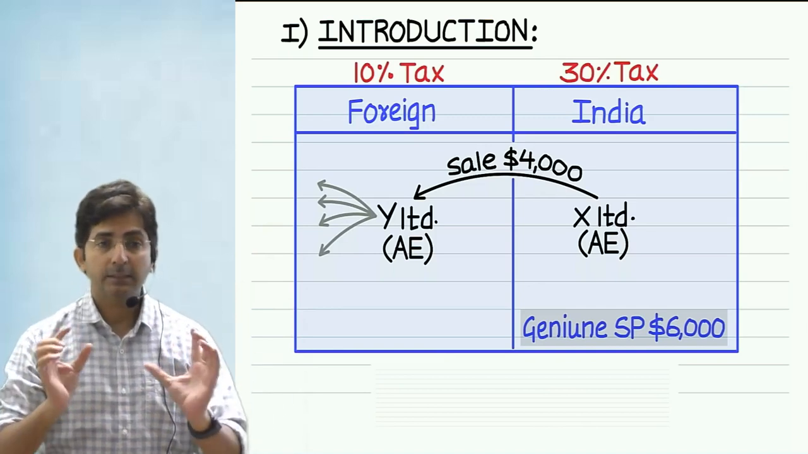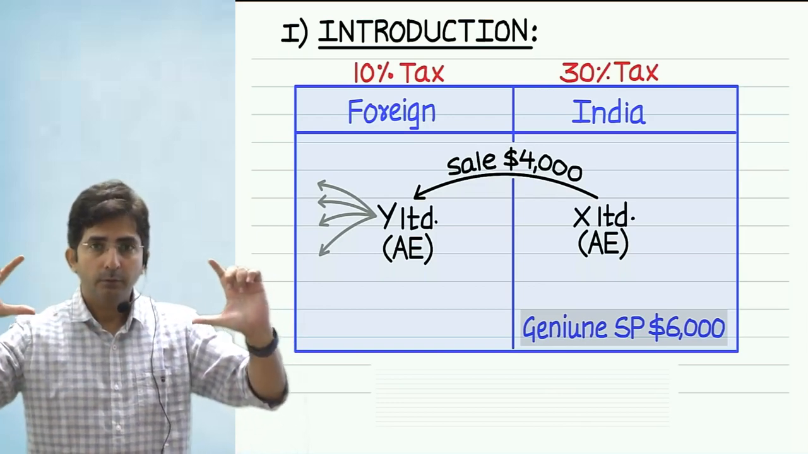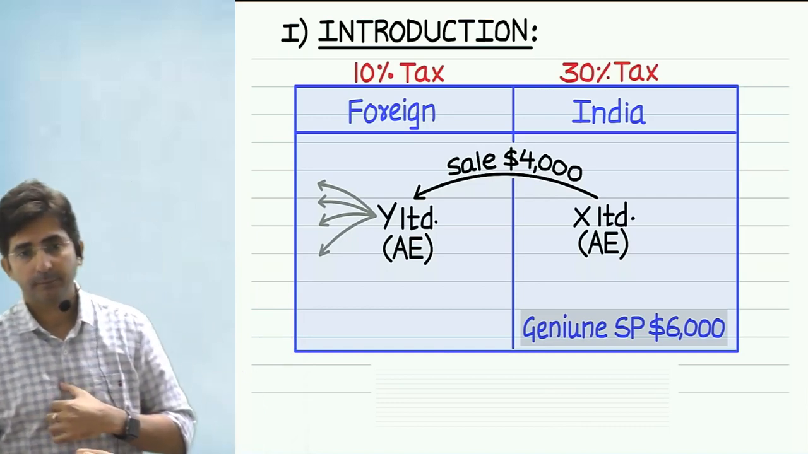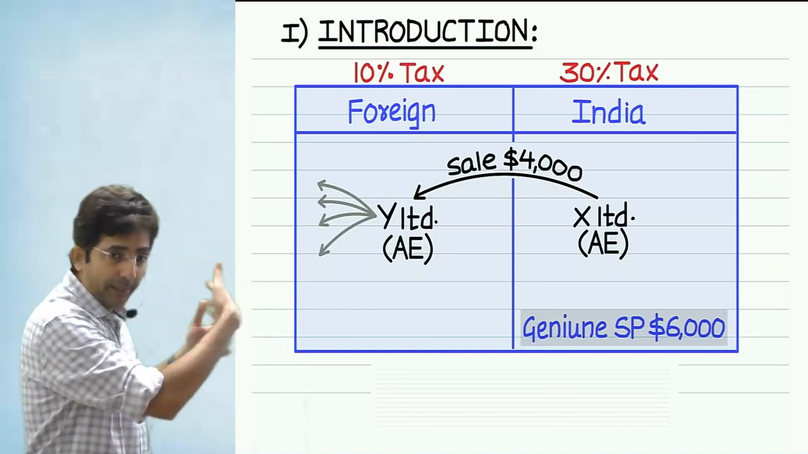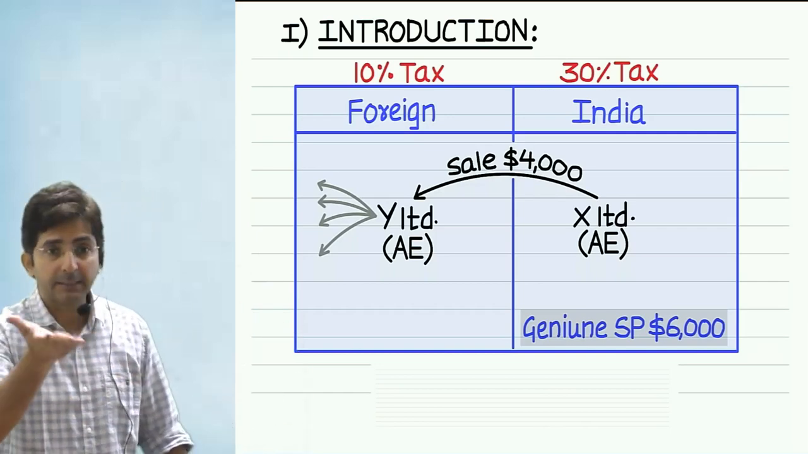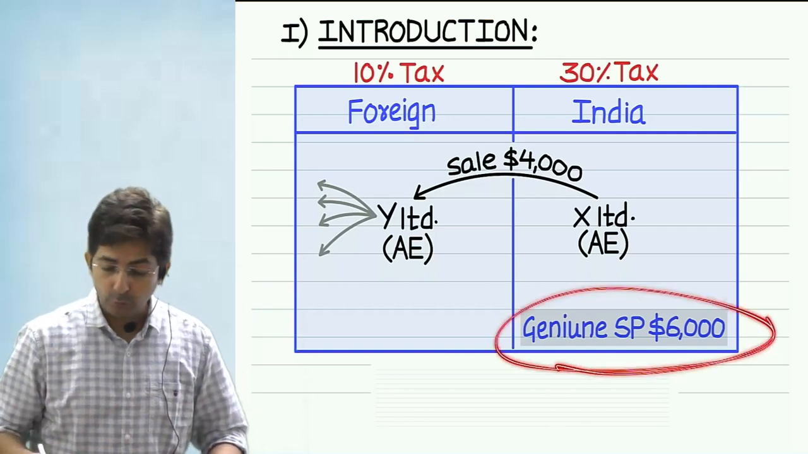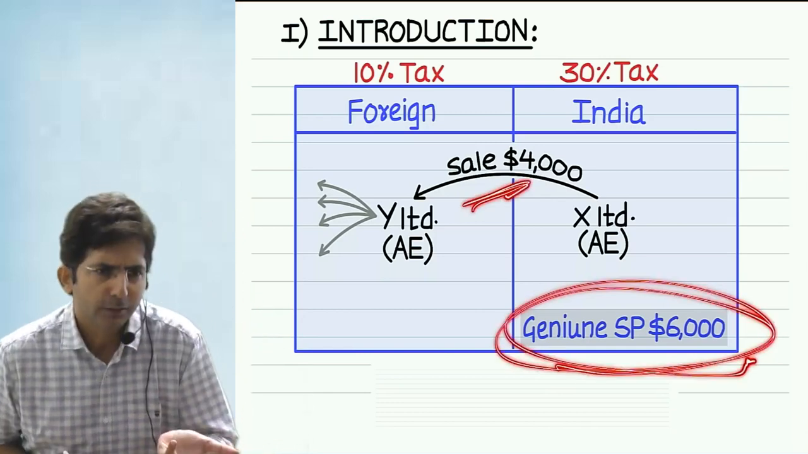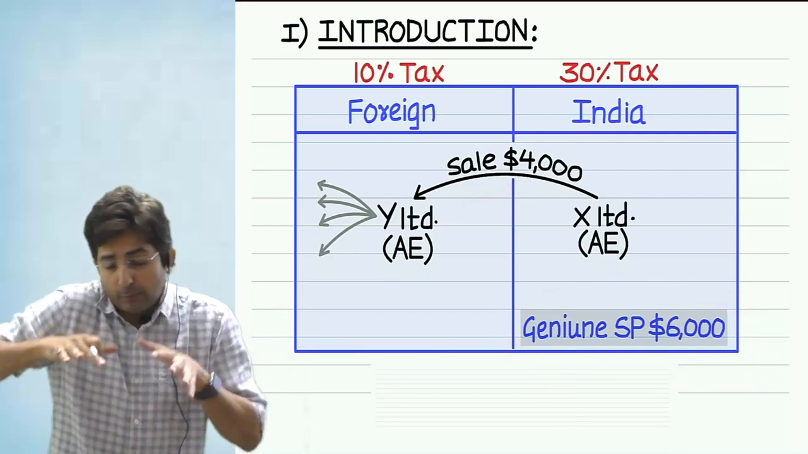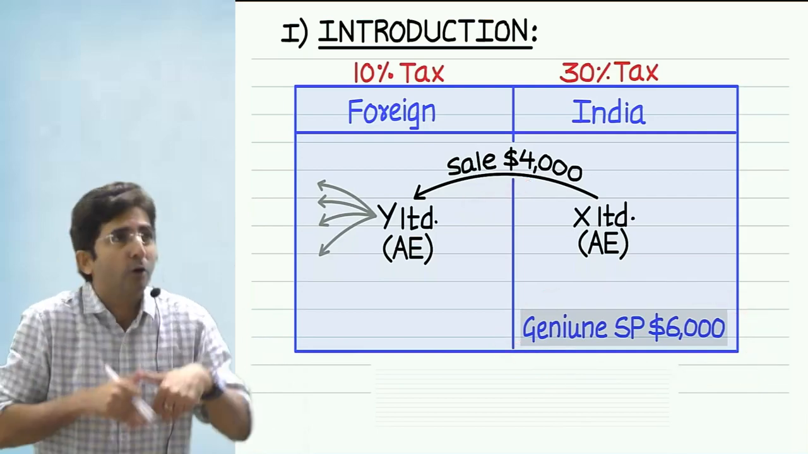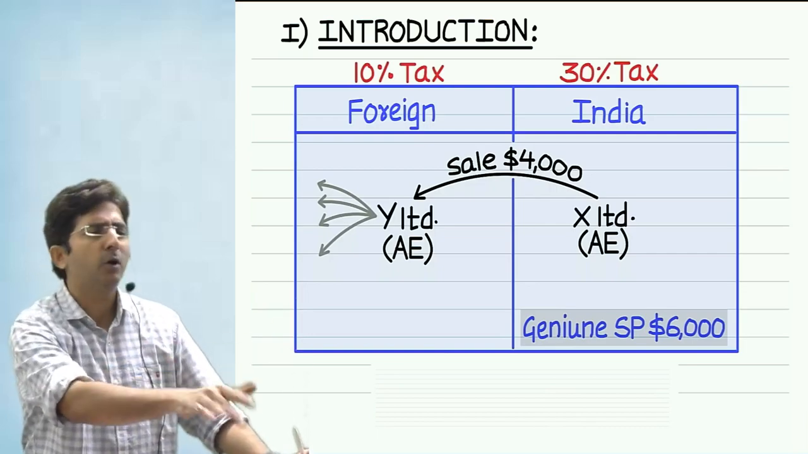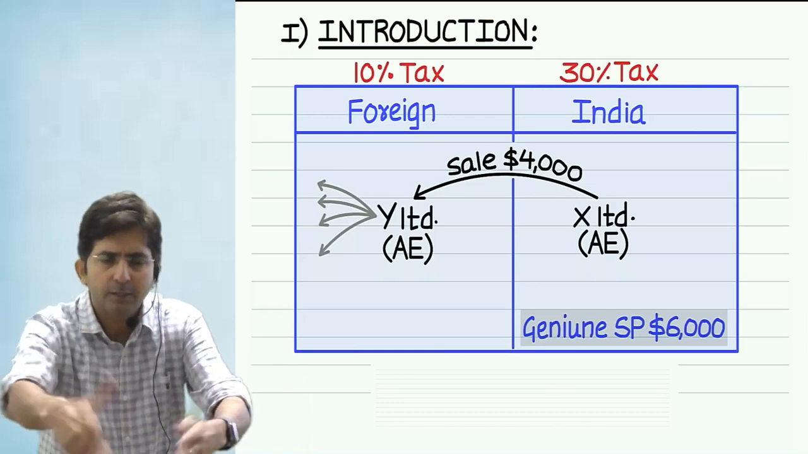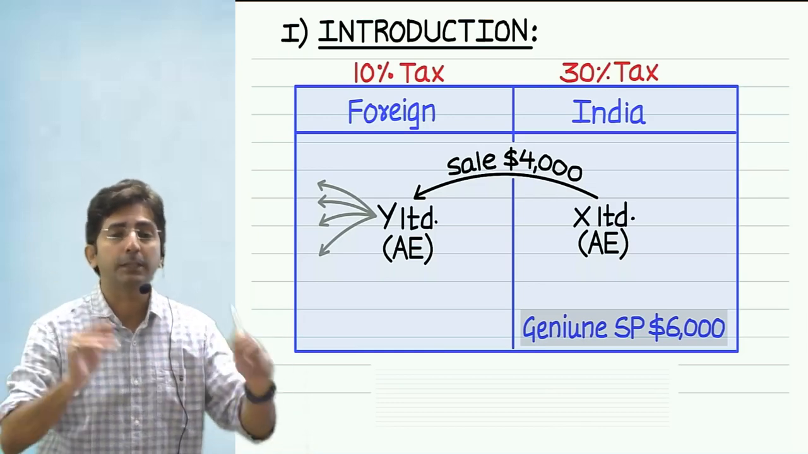This cheating has a proper term. You know, this cheating is called what? Base erosion profit shifting. The cheating which I explained, where the genuine sale price, although it is 6,000, we transacted at only 4,000. We manipulated the sale price so that our profits reduce and our tax reduces, and on the other hand, we are not bothered about Y Limited because its tax will increase hardly by 10%. The cheating, which I repeated again, is known as base erosion profit shifting.